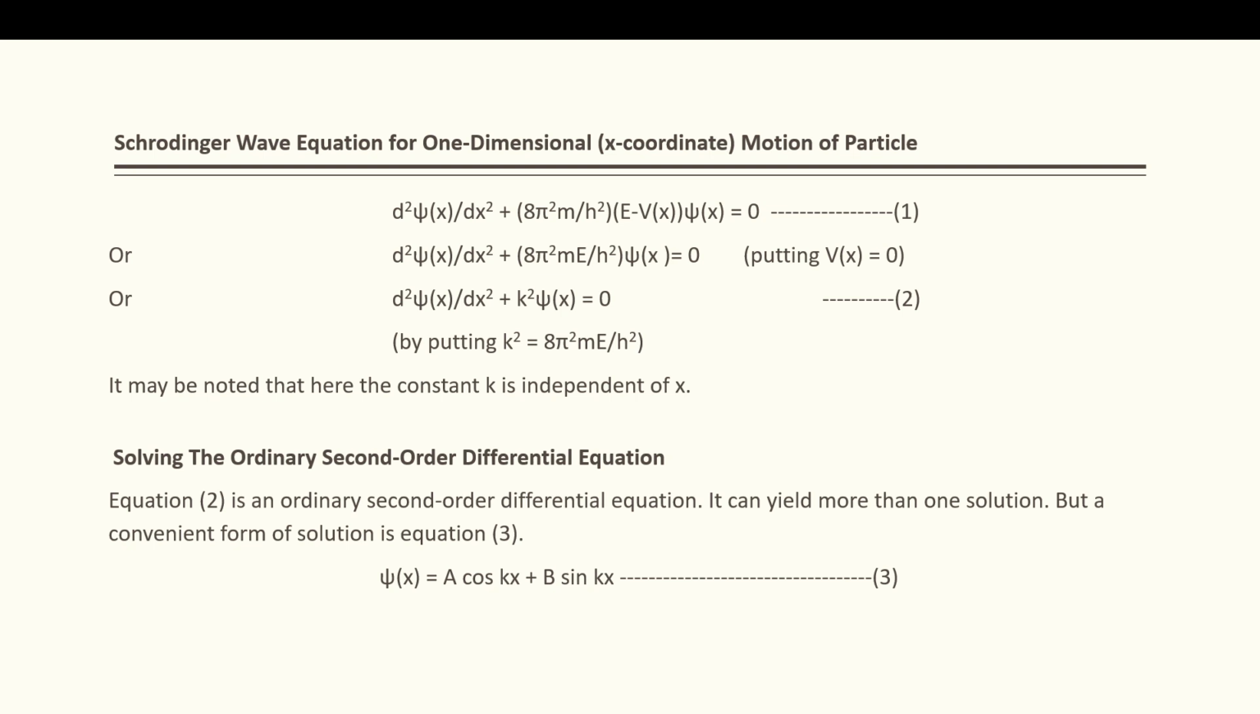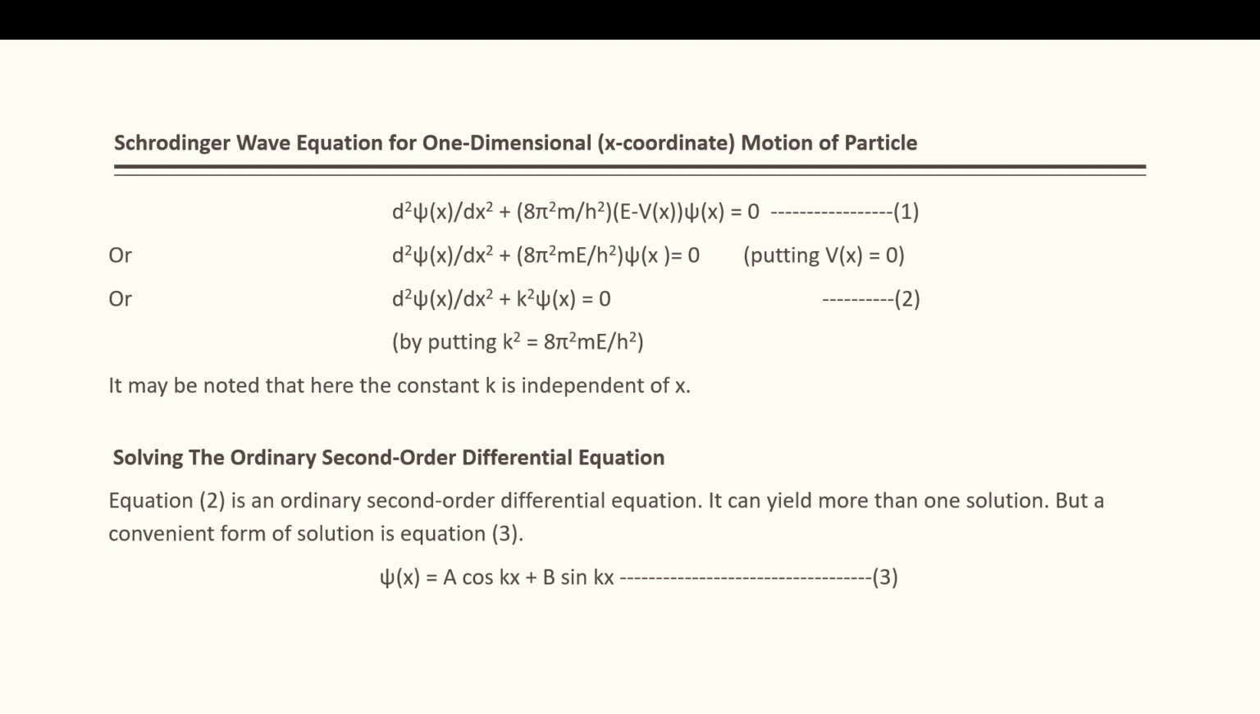Now we will write Schrodinger wave equation for this particle moving in one direction. d square psi over dx square plus 8 pi square m over h square, E minus V, psi x equal to 0. What we will do in this equation, we will remove V because V is 0. Secondly, we will replace the constant terms 8 pi square m E over h square by a single symbol k square. Thus, we have a second order ordinary differential equation, equation number 2. We have to solve this equation.